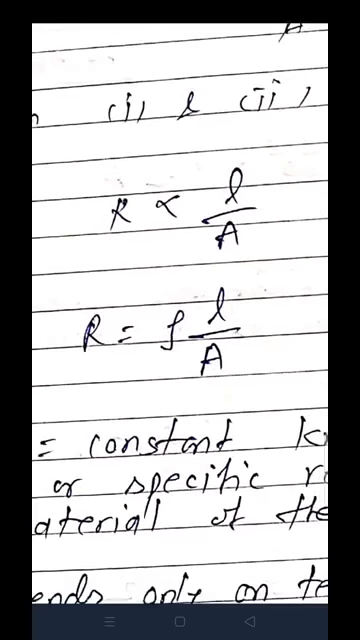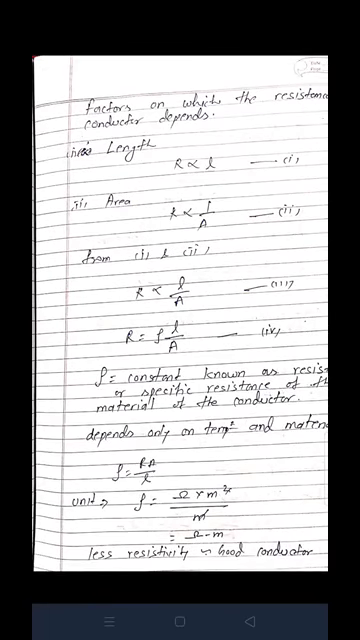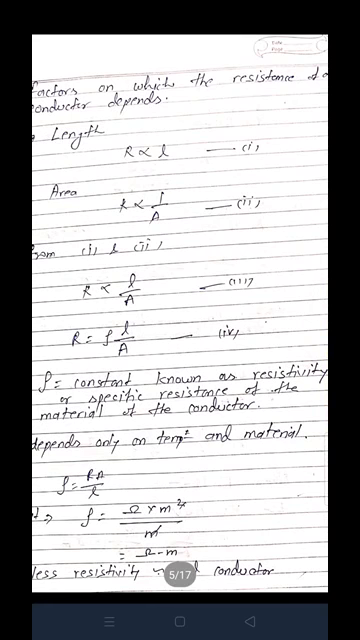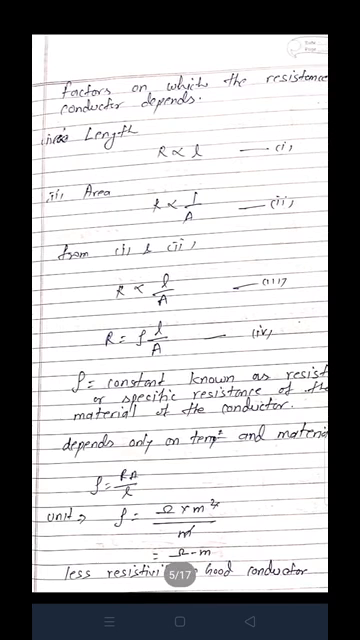That rho is known as the constant of proportion, that is resistivity. Here we will name the rho as resistivity or the specific resistance. From equation number 4 only, we can find that rho equals R into A by L. So you can see over here the formula of rho equals R into A by L. From the formula only, by putting the units of everything, we can find the unit of rho as ohm meter.